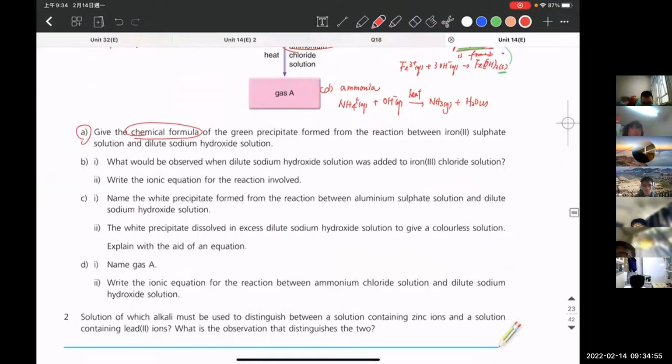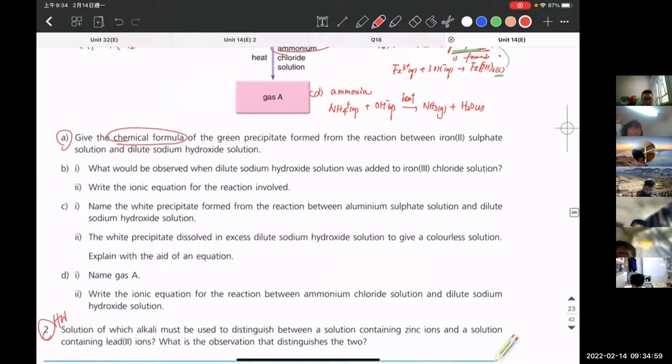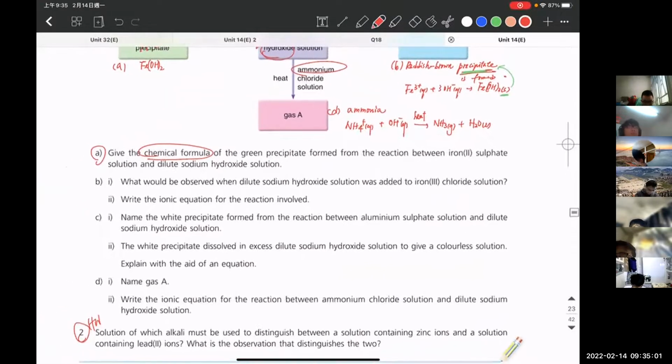Thank you for coming. Question 2, you do it as homework and we will continue in the next lesson. Before you leave, let me know your understanding, and tell me any difficult part before you leave. Okay?